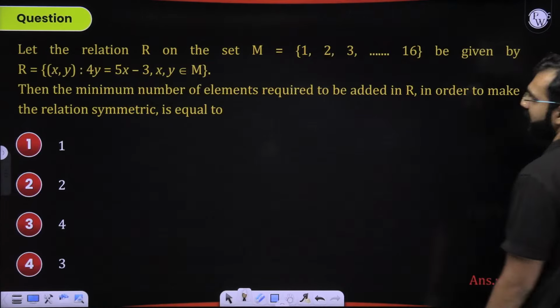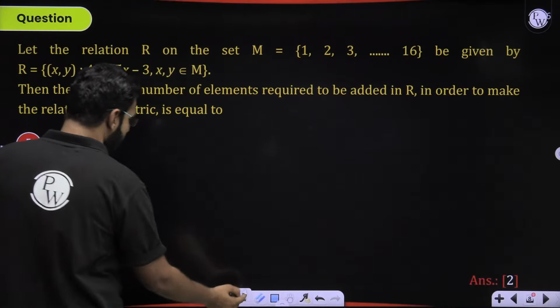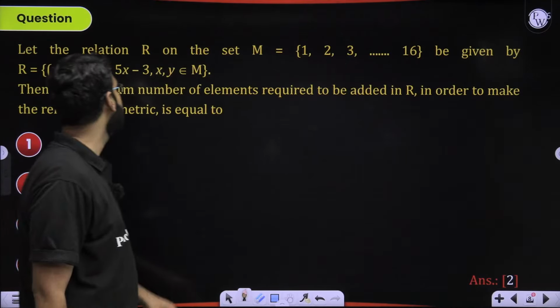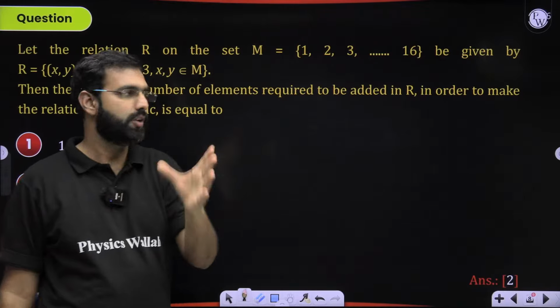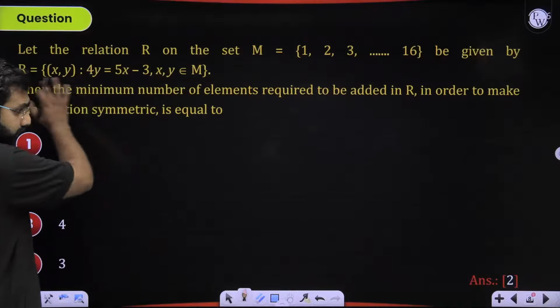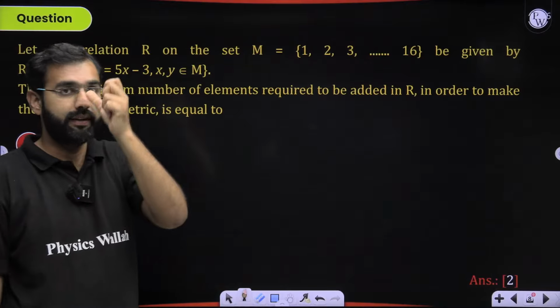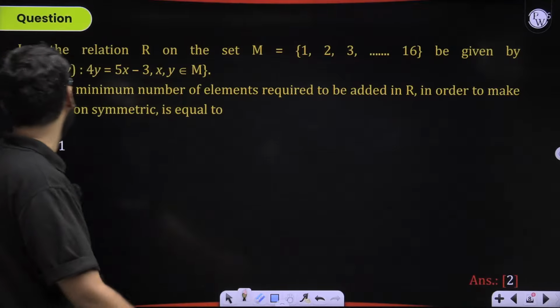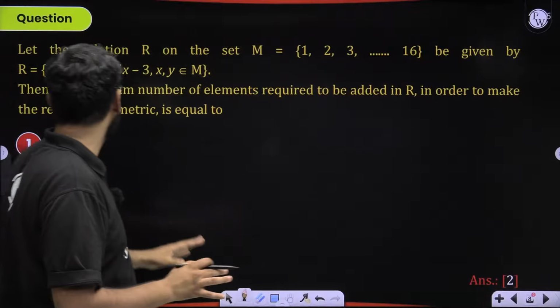Now, the next part, amazing, one of the easiest questions of your paper. How do we solve this? Pay attention to this part. It says that the relation R on the set M, where M has natural numbers 1 to 16, is given by x comma y, 4y equals 5x minus 3, where x and y both belong to the set M. Then the minimum number of elements. Okay, let's solve that second part later, but let's focus on this.